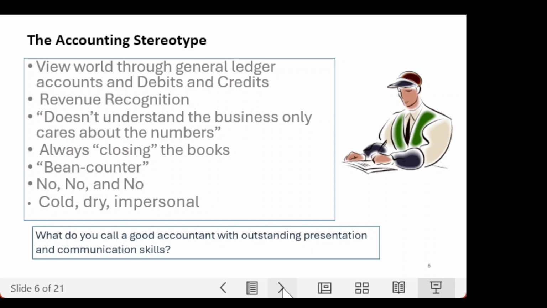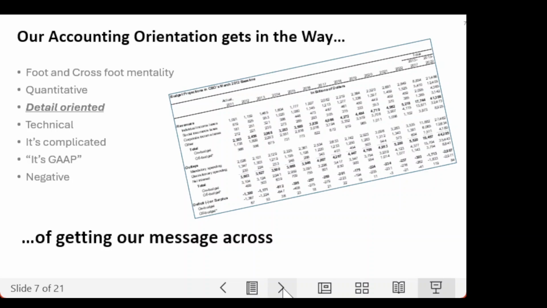So I always like to think about the people that I think are good accountants that have an outstanding preparation and communication skills, and they're usually at the top of the organization. They're usually controllers, VP of finance, or CFOs. So our accounting orientation gets in our way.